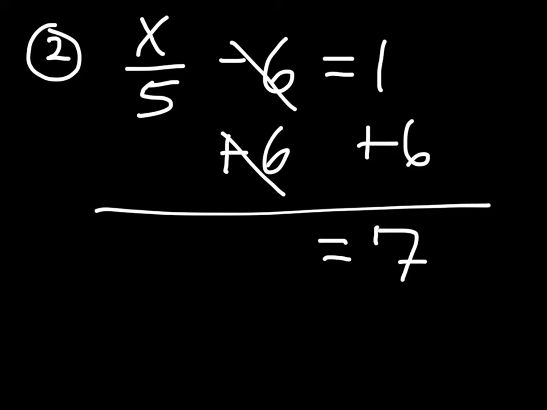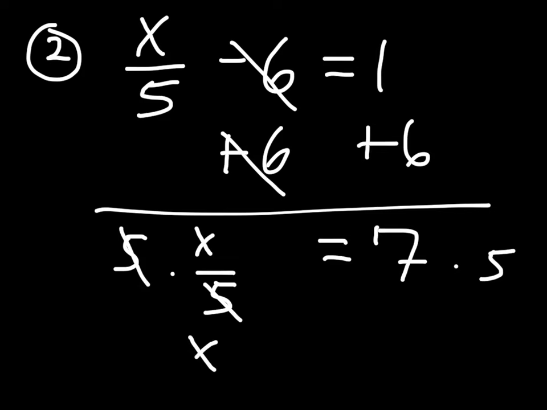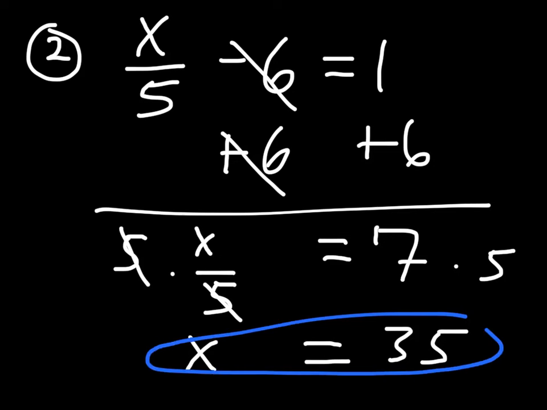On my left side I still have x over 5. Okay, x over 5, that means divide, and so the opposite of division is multiplication, so I want to multiply by 5. Remember, I have to do that on both sides. My 5's here, if I multiply by 5 and divide by 5, that'll give me 1, and 1 times x is just x, on my left side. On my right side, 7 times 5 we know is 35. And that is your answer for number 2.